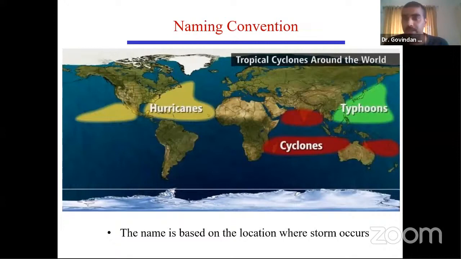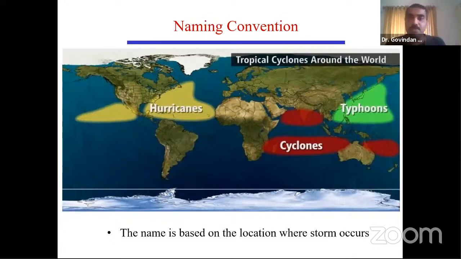Tropical cyclones are known by different names, like hurricanes, tropical cyclones itself, and typhoons. Often people ask, what is the difference between hurricane, tropical cyclone and typhoon? There is no difference between them. The only difference is that they form in different basins. Hurricanes, tropical cyclones, typhoons, all are exactly the same thing.